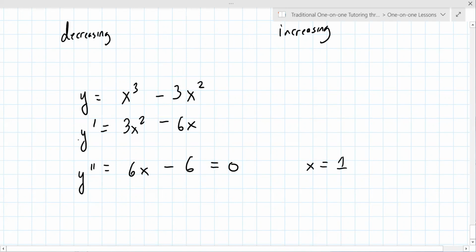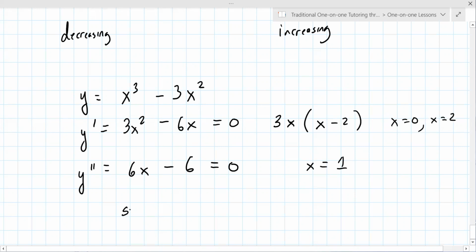Now let's go back. We didn't actually need to do that part, but let's go back to this one. Let's set the first derivative equal to 0. So you'd factor out a 3x from both, and you get x minus 2. So there's actually two critical points. There's one at x equals 0 and one at x equals 2.